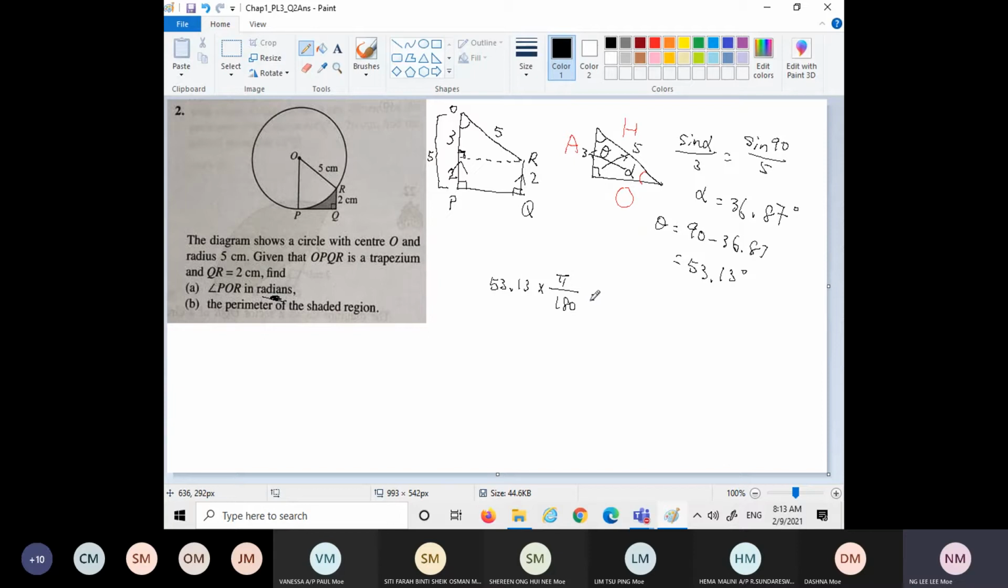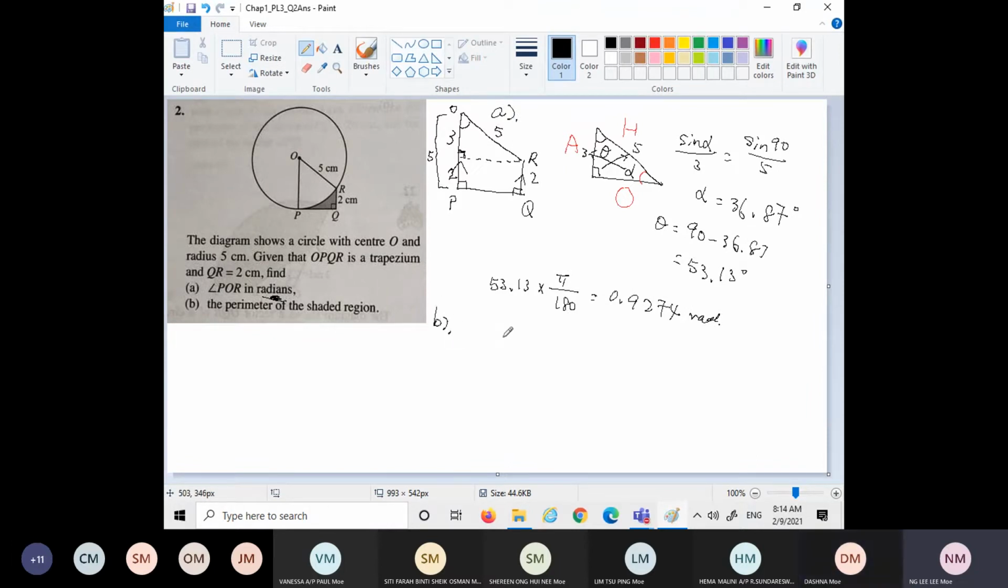Because they didn't mention pi here, you can use 3.142, or you can use the pi in the calculator. If I use 3.142, then I get 0.9274. This is in radians. So this is part A. Now we go to part B.